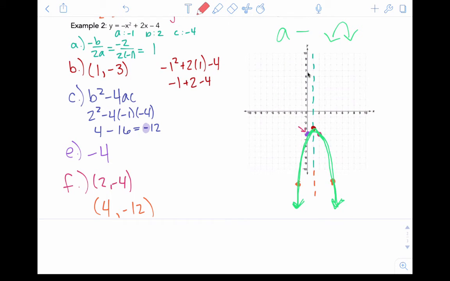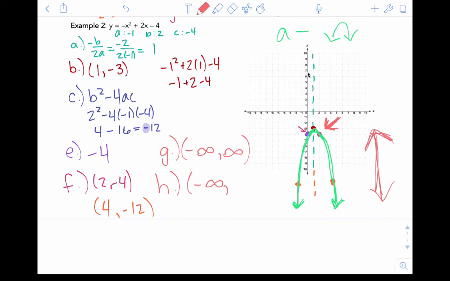So my domain, of course, is going to be from -infinity to infinity. And my range is going to start at the maximum, because I have a maximum here. It's going to start down, because range is up and down. So we're going to start at our lowest point, which is -infinity, and it moves upwards to our maximum point, which is that vertex, and that is -3, because we're looking at the y value.